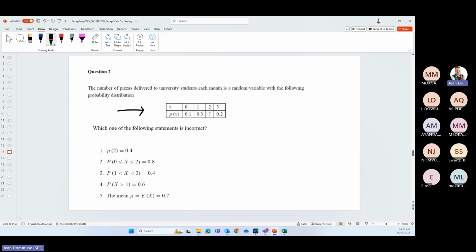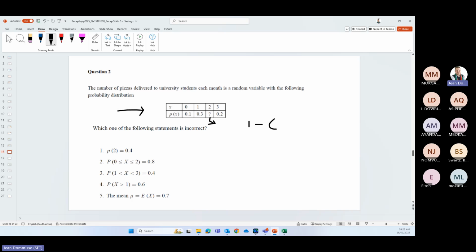It's a discrete probability. In here, there's one that is missing. So we first need to work that out, but it's also one that they ask us to work out. So let's work out what is the probability where x is 2. So that is going to be 1 minus the sum of all the others.